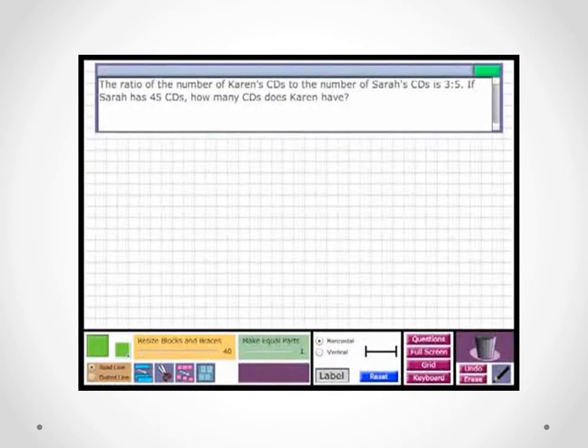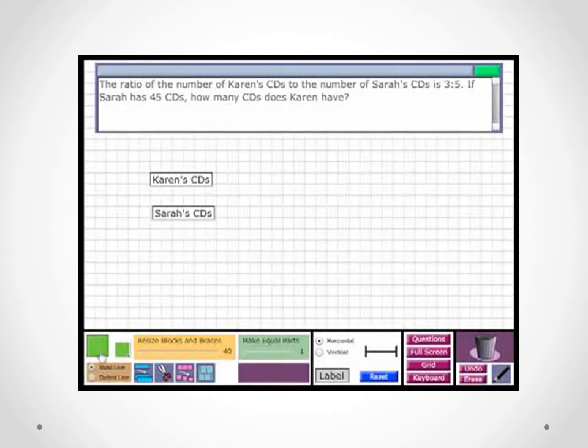In this video, we're going to explore a ratio problem in which 2 amounts are compared. The ratio of the number of Karen's CDs to the number of Sarah's CDs is 3 to 5. If Sarah has 45 CDs, how many CDs does Karen have? Our model will compare Karen's CDs to Sarah's CDs. We know the ratio of Karen's CDs to Sarah's CDs is 3 to 5.